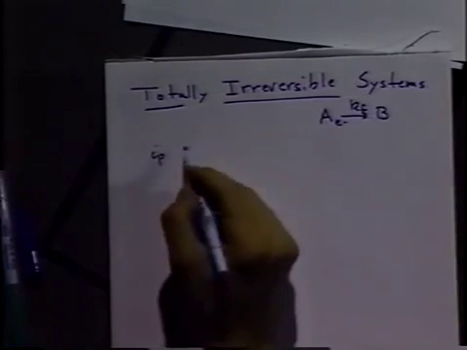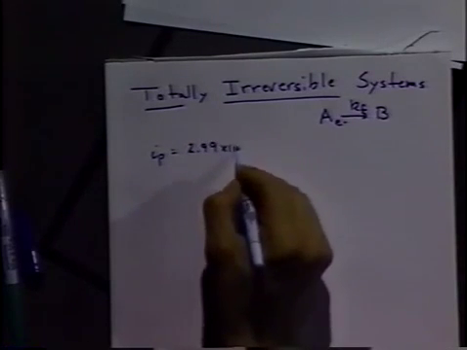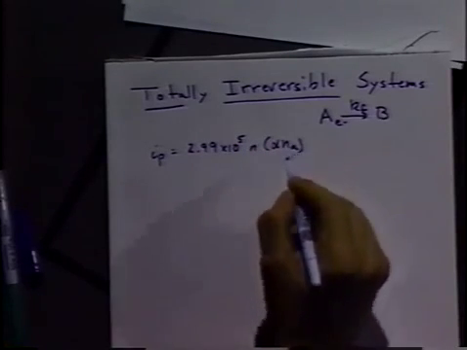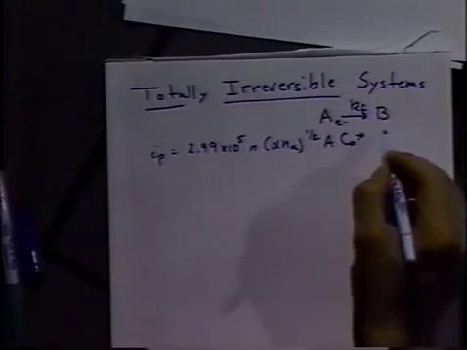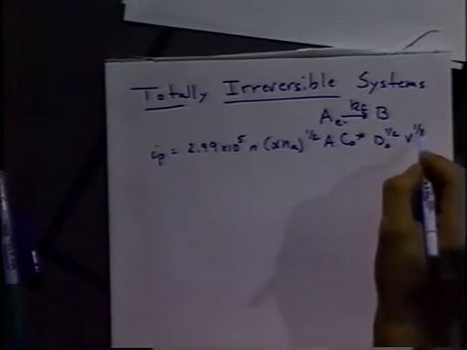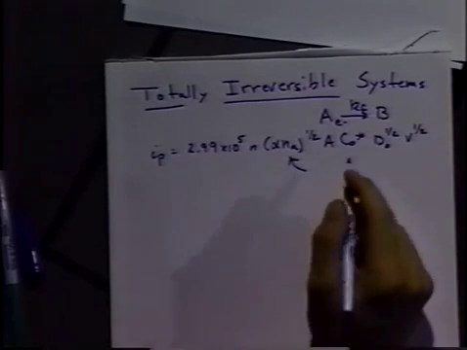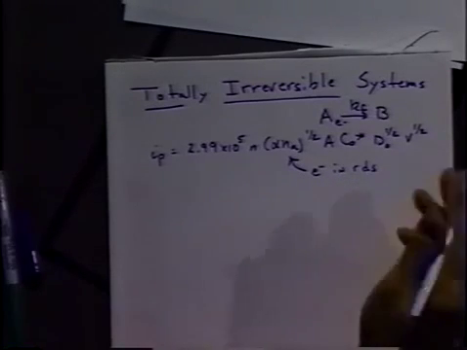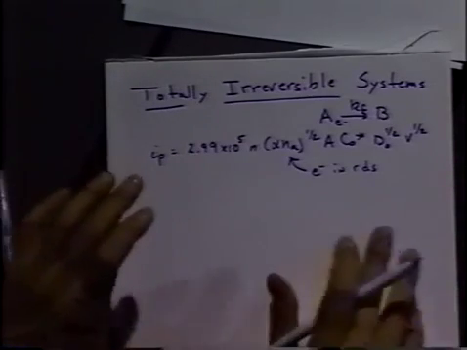For current sweeps, peak current is 2.99 times 10 to the 5 n alpha n sub A to the 1/2 power, A C0 star D to the 1/2, and V to the 1/2. And this alpha n sub A, just like before, is the E in the rate determining step. So the peak current is actually a little smaller than the peak current in the reversible case.